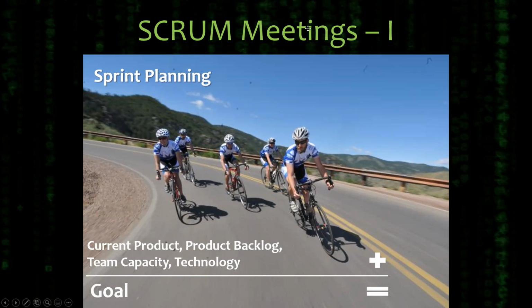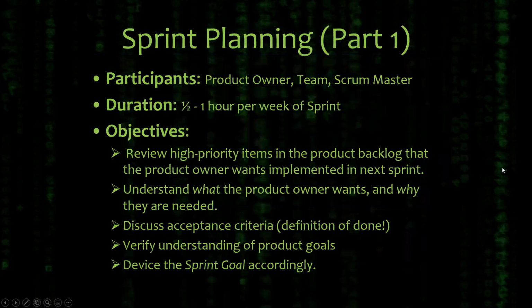So this sprint planning, as I said, has different parts. The first part is the current product and the product backlog. Definitely that part has to be done with the product owner. So the product owner, the team, and the Scrum Master have to be there. Usually it's maybe 15 minutes to half an hour or even 1 hour for you, depending on the amount of things that you have.